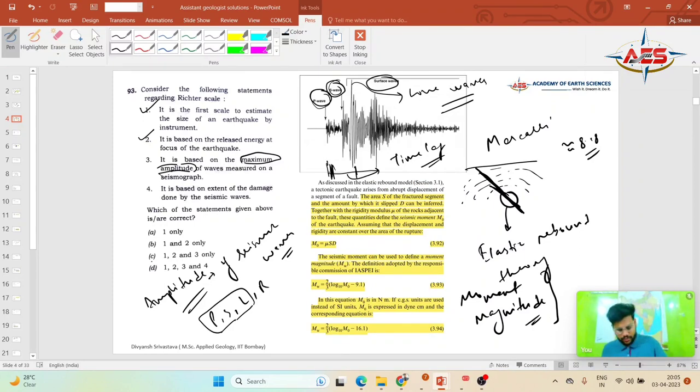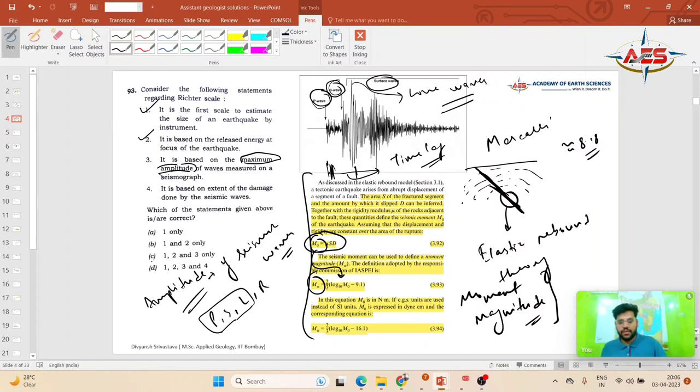That's why it is being replaced by moment magnitude. Okay, so you can see I've given some information regarding the moment magnitude and how it is actually calculated. Prior to calculating the moment magnitude, you have to calculate the seismic moment, which is nothing but the multiplication of the rigidity modulus, the area of the fractured segment, and the displacement. Okay, just put this M naught value in here, and you will be able to calculate the Mw, which is moment magnitude.